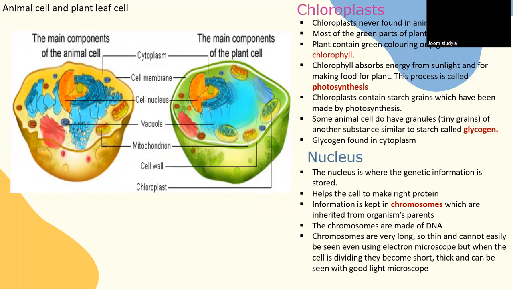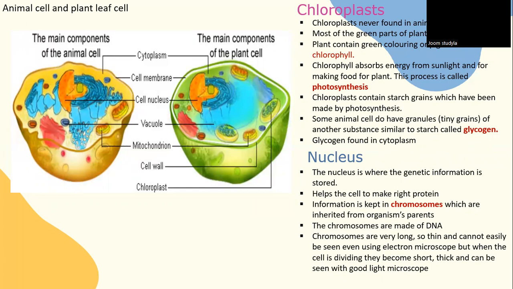This process we call photosynthesis. Chloroplasts contain starch grains which have been made by photosynthesis. Some animal cells do have granules, tiny grains of another substance similar to starch, which is called glycogen. Glycogen is found in the cytoplasm.